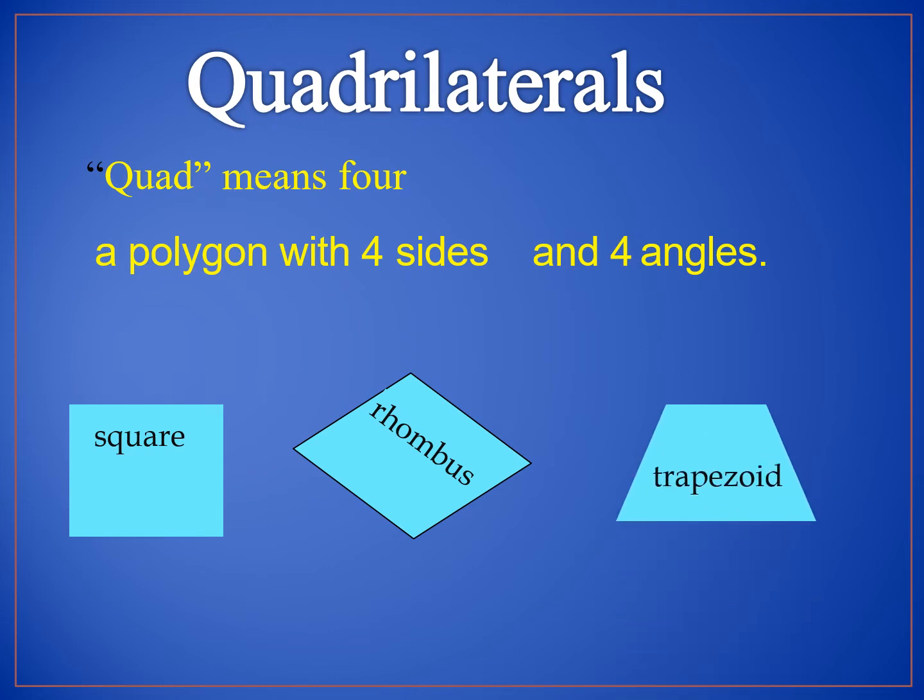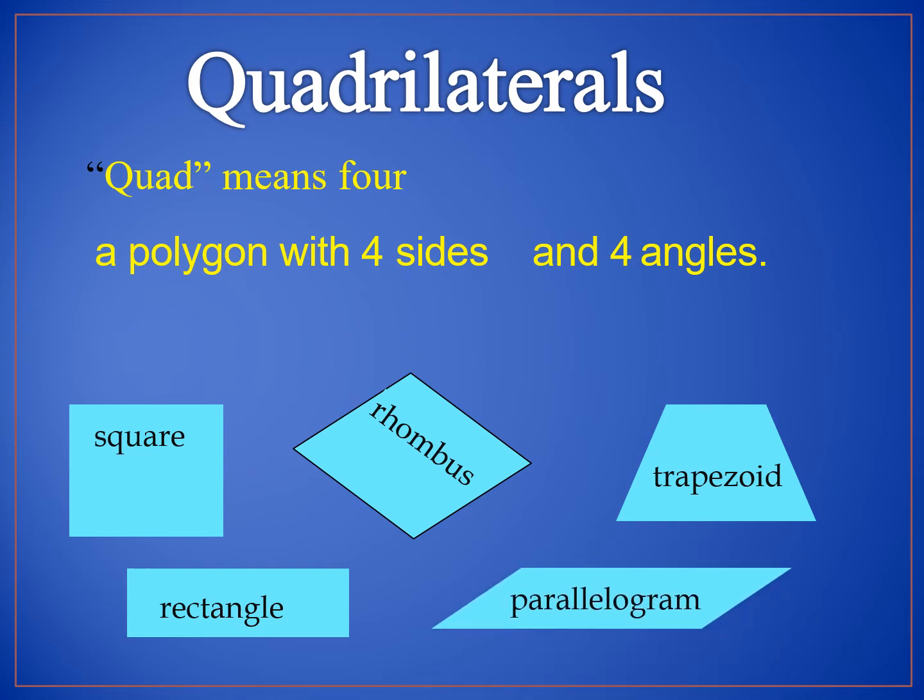What else, guys? Like that shape, which is called the trapezoid. And what else? Of course, you know that this one is called a rectangle. Also, this one will be a quadrilateral because it has four sides and four angles. What else, guys? Like that shape, which is called a parallelogram.